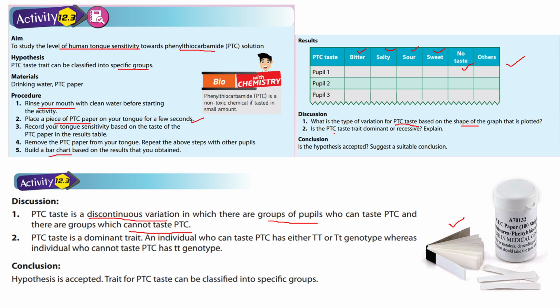Okay, number 2, is the PTC taste trait dominant or recessive? The answer is it is a dominant trait. An individual who can taste PTC has either a homozygous dominant or heterozygous, one capital T and a small t, genotype, whereas an individual who cannot taste PTC has both recessive alleles, or the homozygous recessive genotype. So conclusion, the hypothesis is accepted that the trait for the PTC taste can be classified into specific groups.